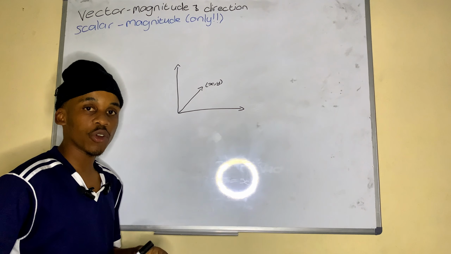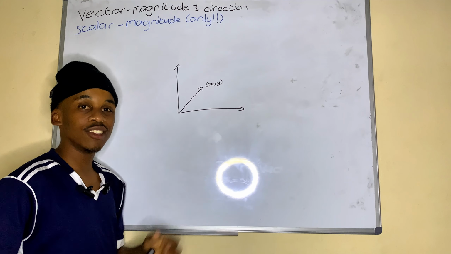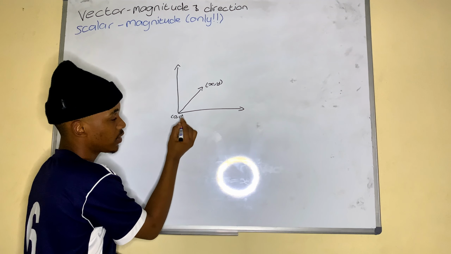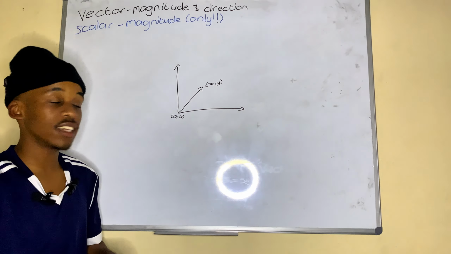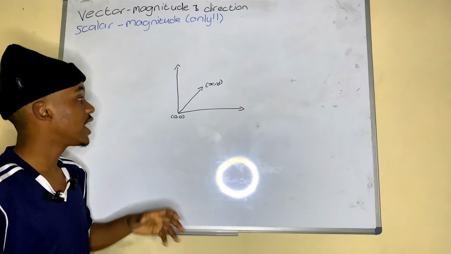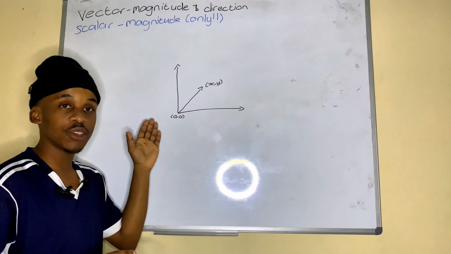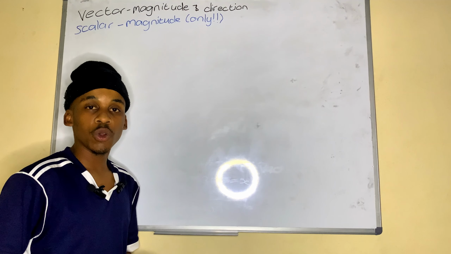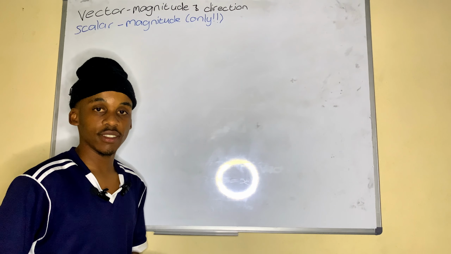Any vector that originates from the origin is known as a position vector. So the origin would be the point 0, 0. So all vectors that originate from this point, irrespective of the direction in which they point, are known as position vectors. And we're now going to cover properties of vectors.